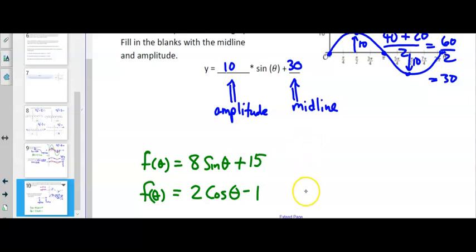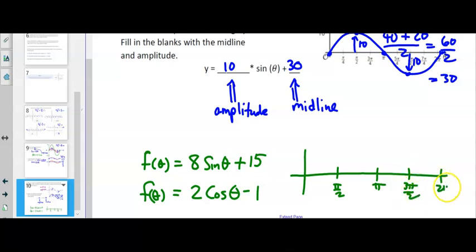Alright, so for this one, if I put in the main values, pi over 2, pi, 3 pi over 2, and 2 pi are the main values. And so the graph itself for sine, we'll put in 1 right here, would go up to 1, down to 0, down to -1, and then back up to 0. So the graph looks something like this for sine.